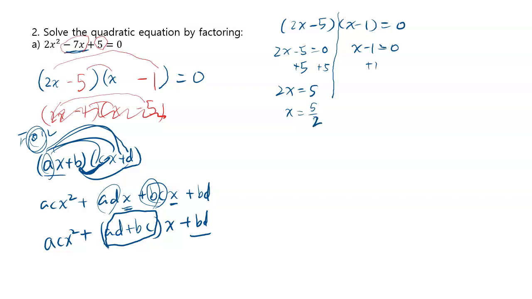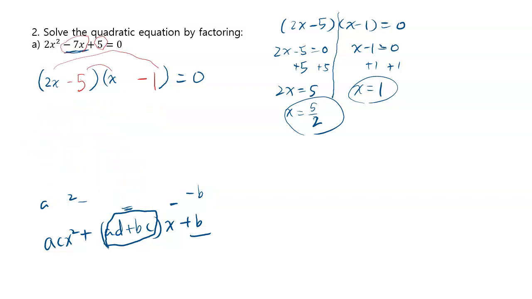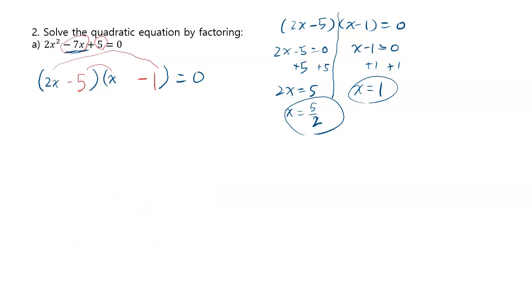Over here, you just add 1 to both sides, you get x equal to 1. So you get these two answers by doing this factoring. Okay, as I promised before, let me try to show you how to do this the right way, the formal, official way. That's called factor by grouping. And it works like this.